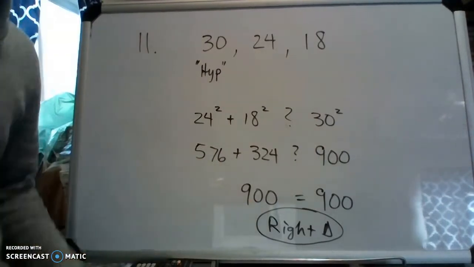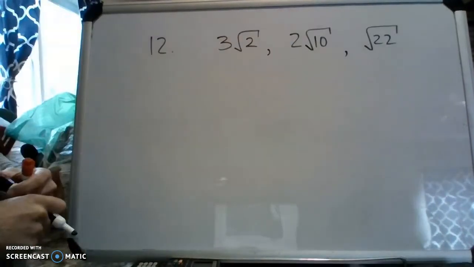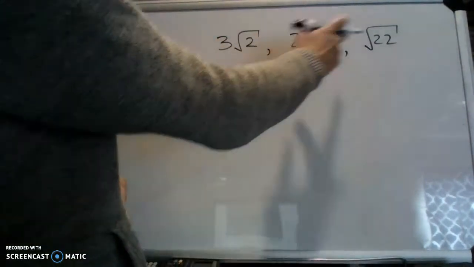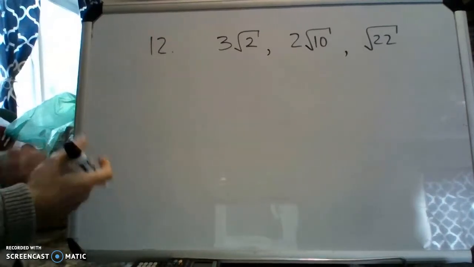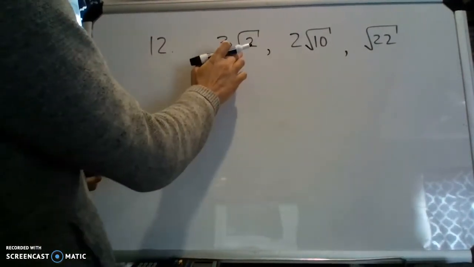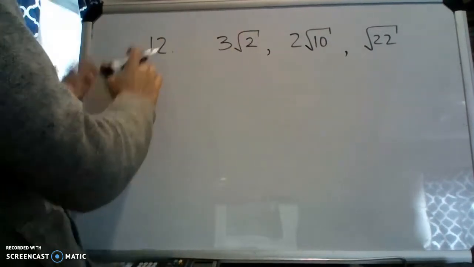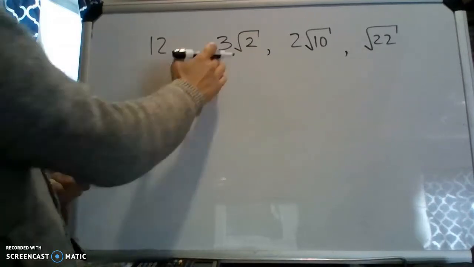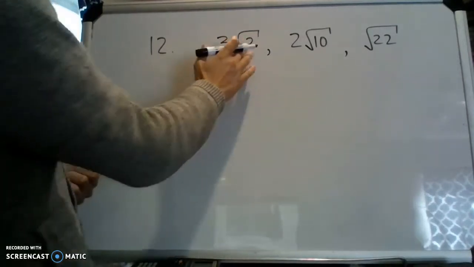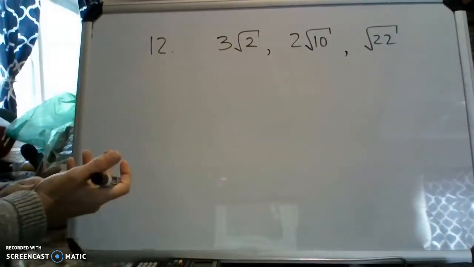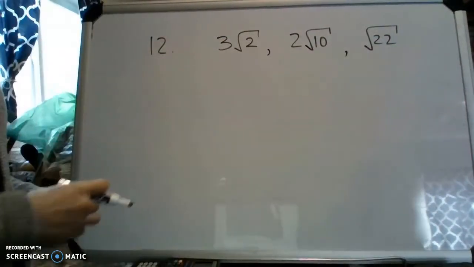All right, let's finish up the last one in this section. So this one is probably the most difficult one just because of the form of the side lengths. Every single one of them involves a square root, and some of them have numbers outside the root, some of them don't. So it's kind of hard to compare. Is 3 square root of 2 bigger than or less than 2 times the square root of 10, and how do those compare to the square root of 22?